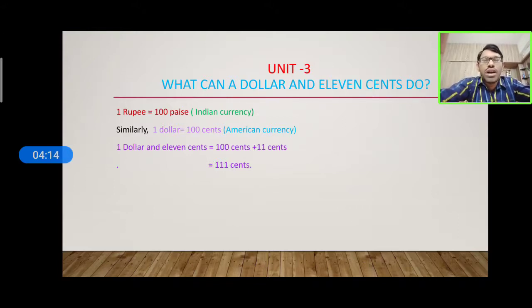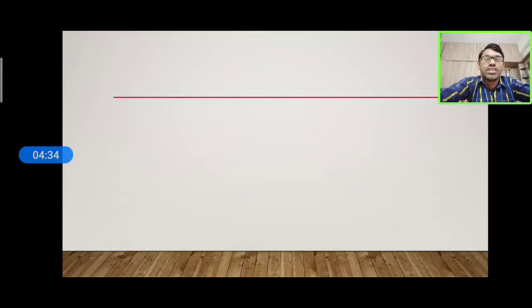So here, what can a dollar and 11 cents do? We shall see what type of topic this unit is going on with. Before entering into the lesson, first of all what are we supposed to do? We are supposed to go on with the observation skills part. For every unit, observation skills is a must, children. So today we shall go on with the observation skills part.